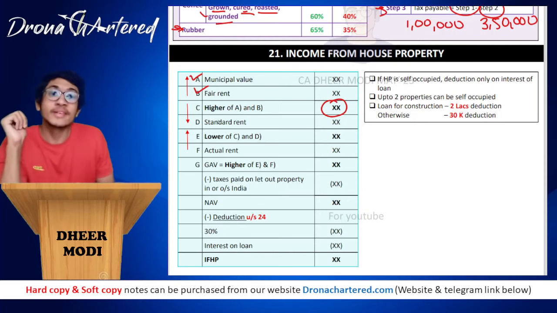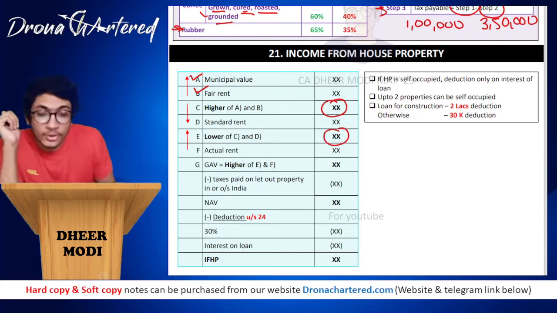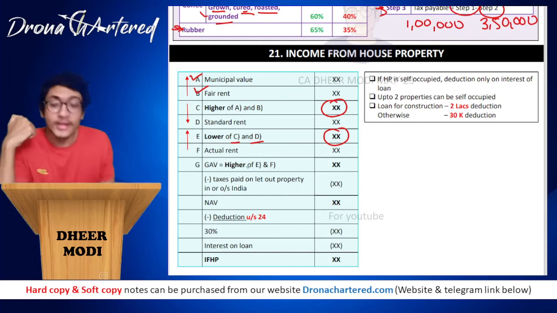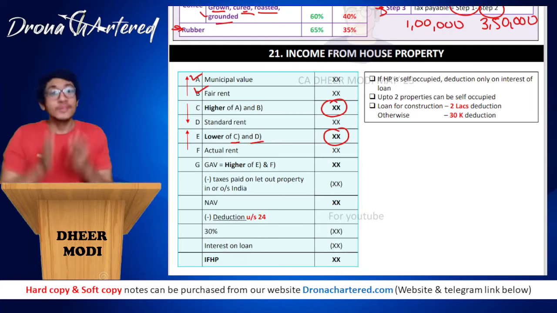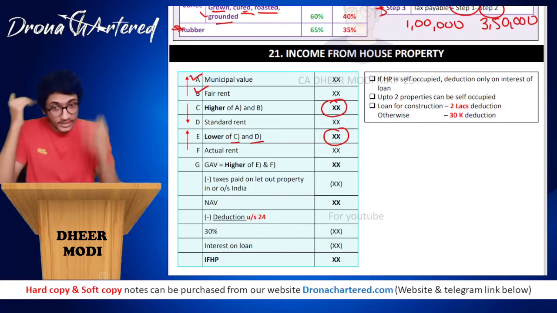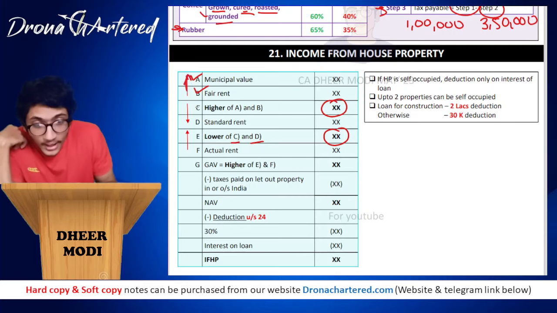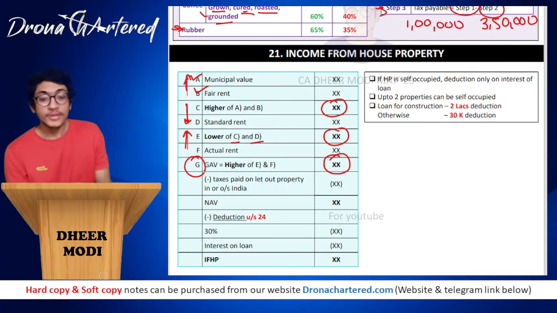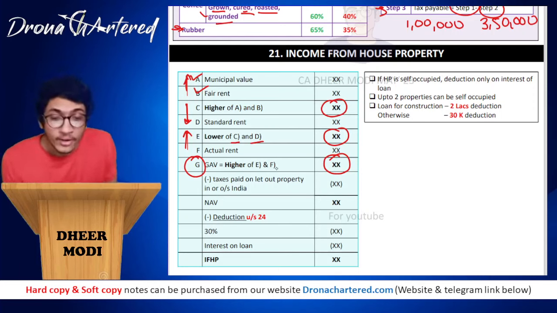Then that compared with standard rent, whichever is lower, that will become your E. So your E is lower of C and D. Then you compare it with your actual rent, that is how much actual rent you have received, whichever is higher. So first we did higher, then we did lower, then again we are doing higher. So that is lower of C and D, and then actual rent, whichever is higher. Now that is your G, that is your GAV, that is higher of E and F.